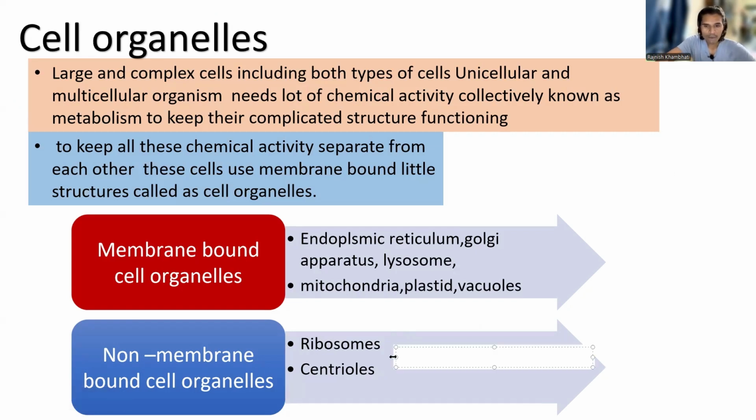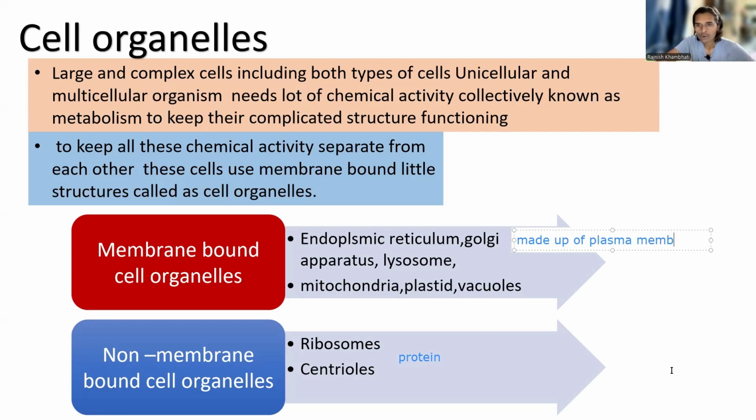They are not made up of membrane, so what are they made up of? Protein. The ribosome is made up of protein and RNA, whereas the centriole is made up of proteins, whereas these membrane bound organelles are made up of plasma membrane. That means membrane is present in one and absent in the other. Now remember the names of both types.